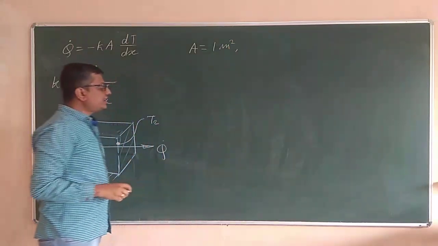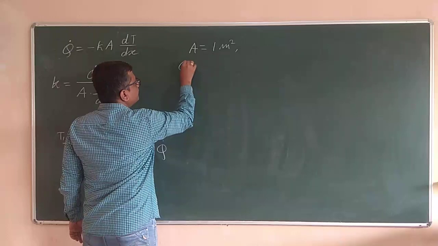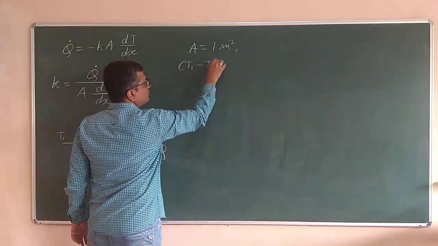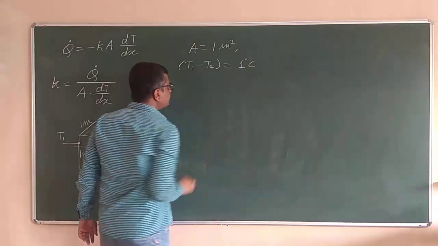Next, if I take the temperature gradient, the temperature difference, T1 minus T2 is equal to, let us say, 1 degree Celsius or 1 degree Kelvin.